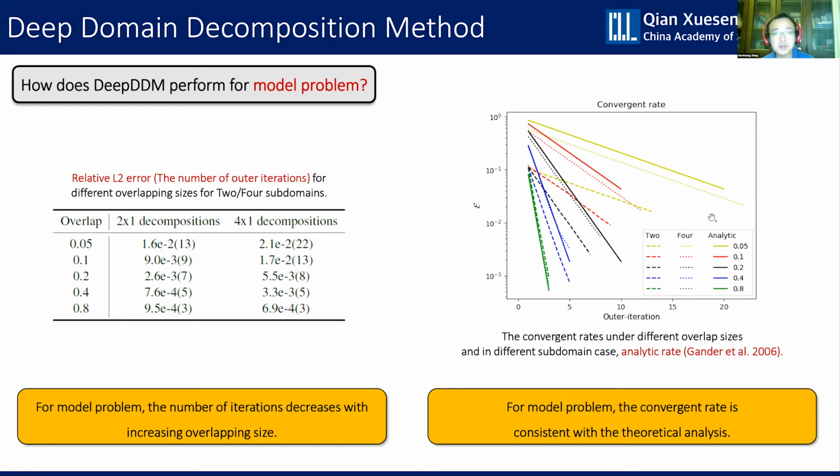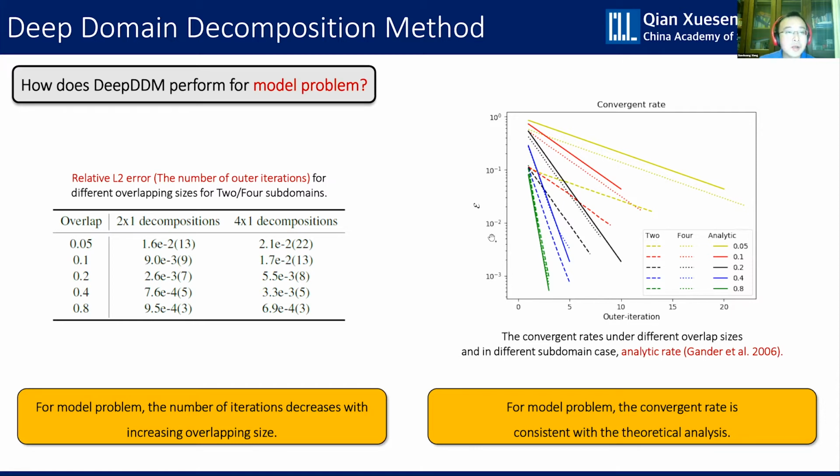So from these results, we can see that if we use deep learning to discretize the subproblem in the domain decomposition method, the results are consistent with the results when we use finite element or finite difference methods to discretize the subproblem.